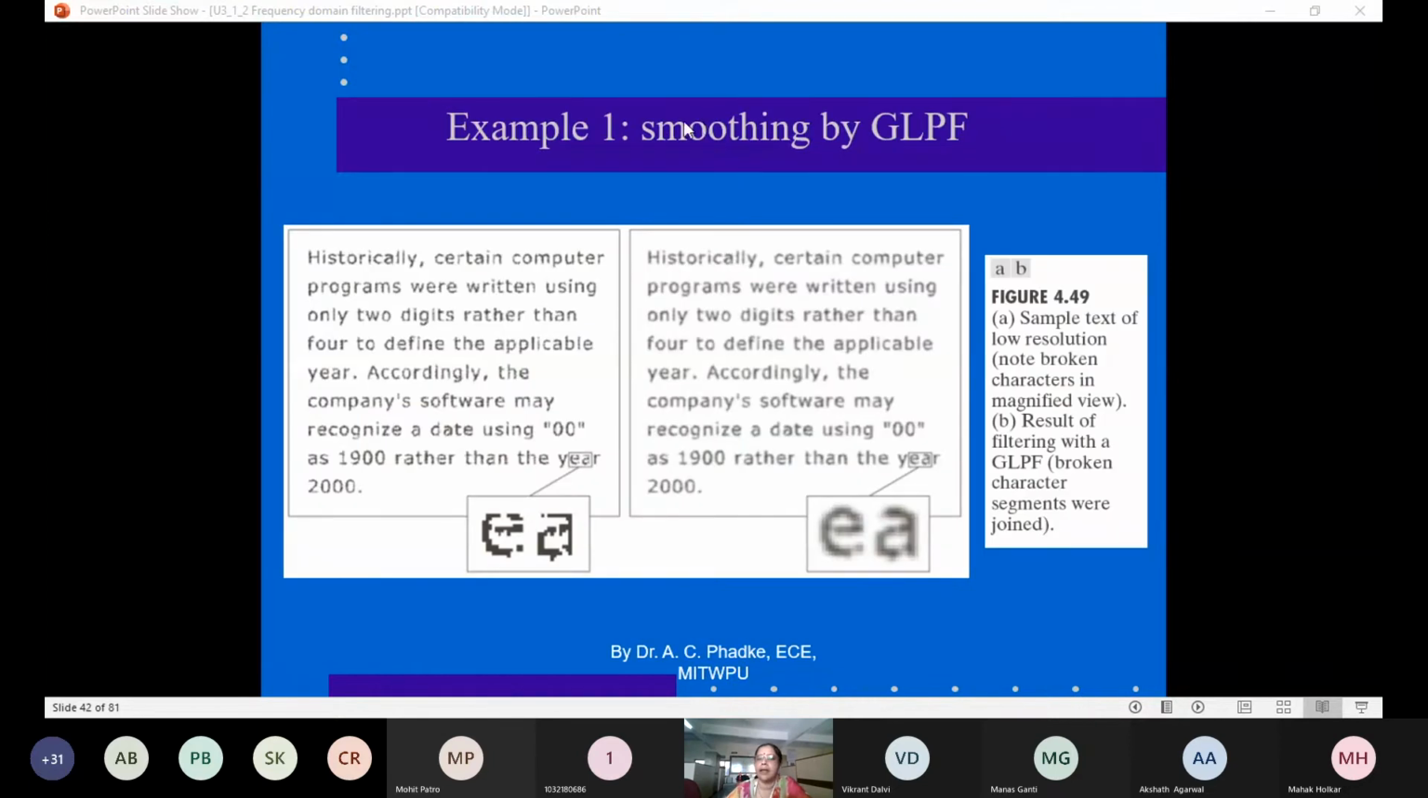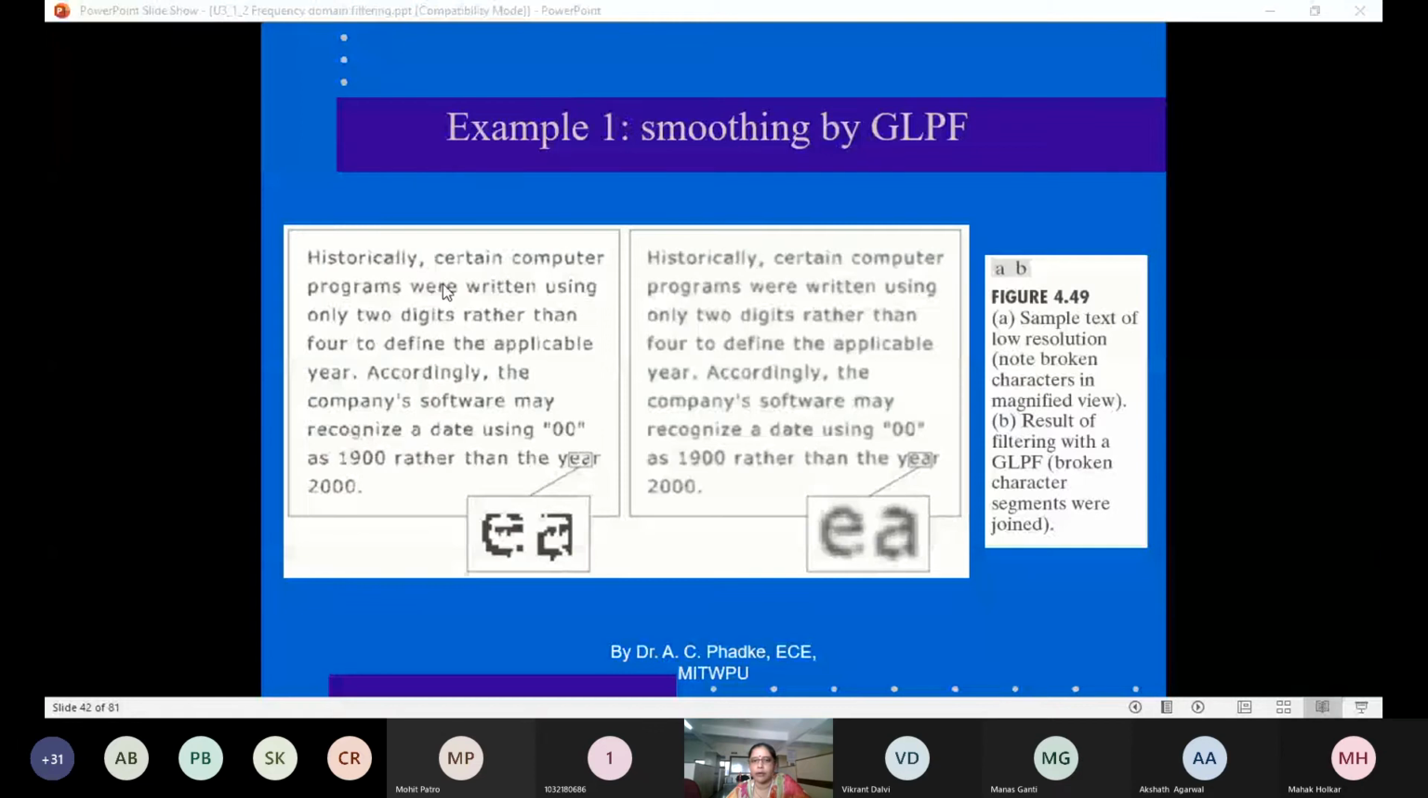Okay, so if we apply this Gaussian low pass filter on the given image, here one example is shown. There is a text image, and if you look here, there is a word YEAR, and here you can observe these two letters E and A, they are discontinuous in nature. It is not scanned appropriately, this document. Here there are some discontinuities.